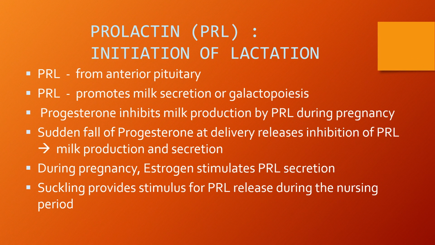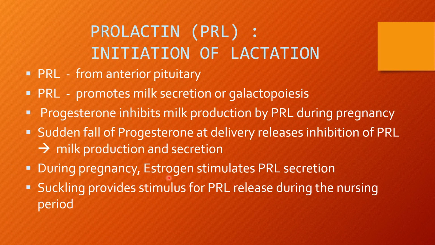Now let's talk about prolactin in the initiation of lactation. Your prolactin will be coming from the anterior pituitary gland, and it promotes milk secretion or galactopoiesis. Progesterone inhibits milk production by prolactin during pregnancy. But the sudden fall of progesterone at delivery releases the inhibition of the prolactin, thus initiating milk production and secretion.